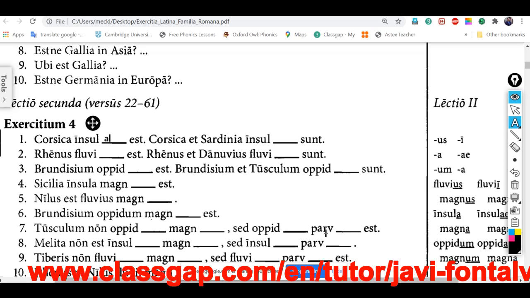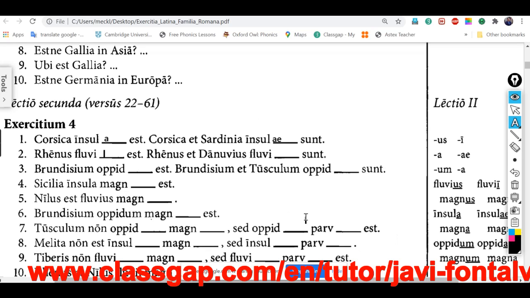Okay, so Corsica, insula est. Corsica et Sardinia insulae sunt. Insulae, insulae. In classical pronunciation it would be insulai; ecclesiastical pronunciation would be a little bit different. Dos. Two.